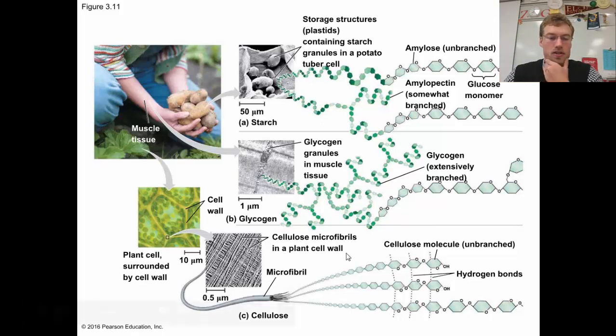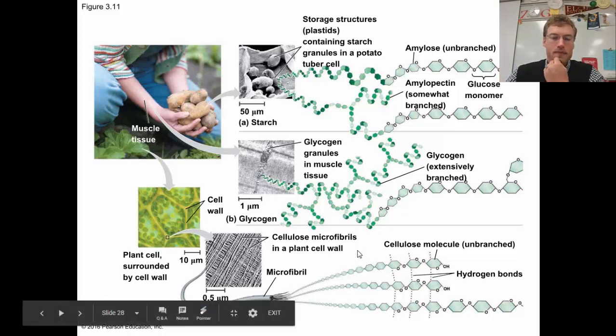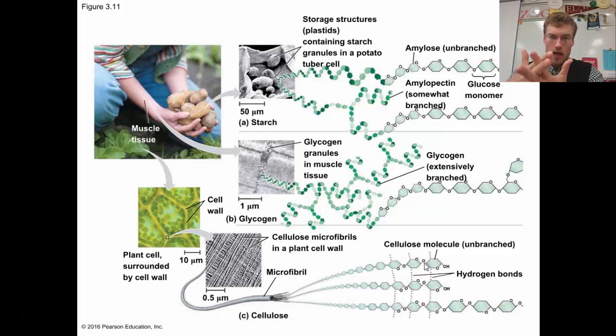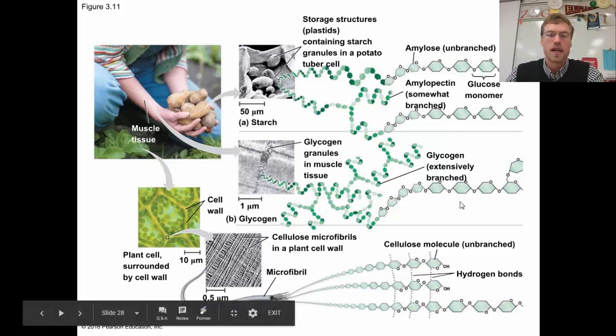And then finally, there is also cellulose. Cellulose is another polymer that is made up of glucose. However, it has hydrogen bonds that occur between it, and it is a structural polysaccharide. It's not used to store energy. It is there to provide structure to the cell walls of plants.